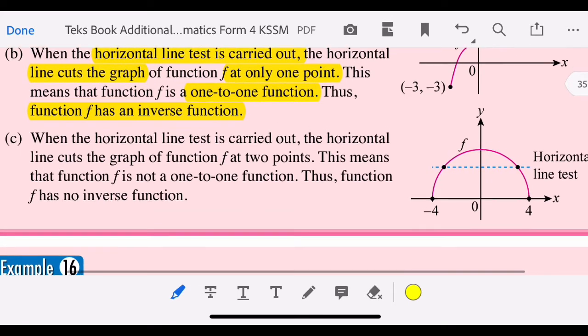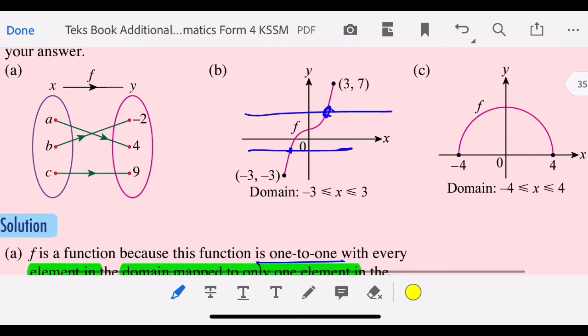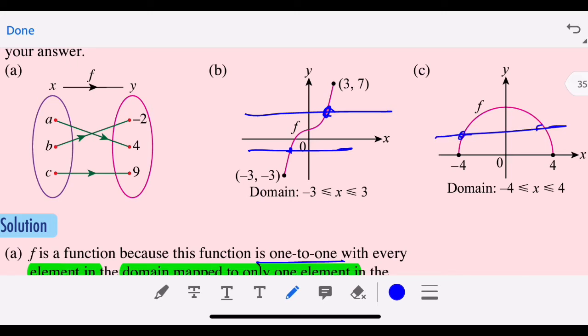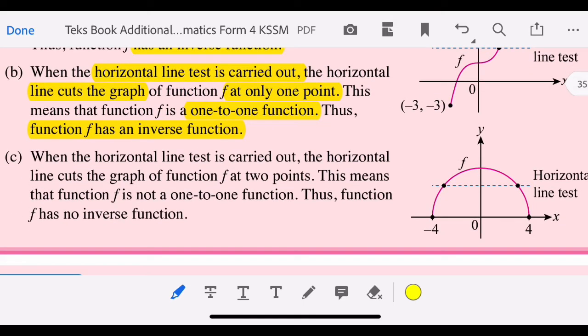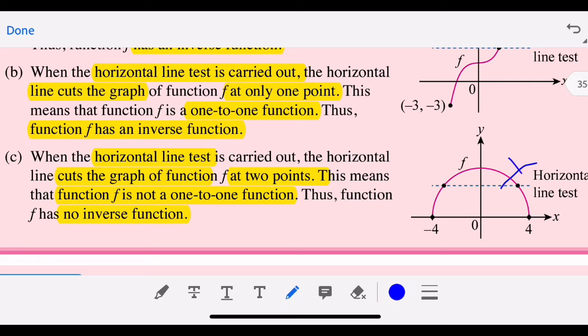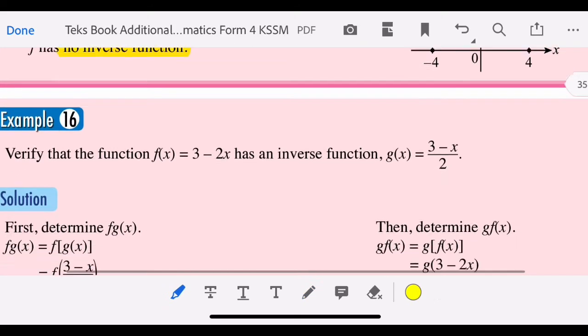So for C, if we draw the horizontal line test, it intersects at 2 points. So the conclusion is, when the horizontal line test is carried out, the horizontal line cuts the graph of the function at 2 points. This means the function f is not a one-to-one function. Thus, the function has no inverse function. So this one no, this one yes, right?